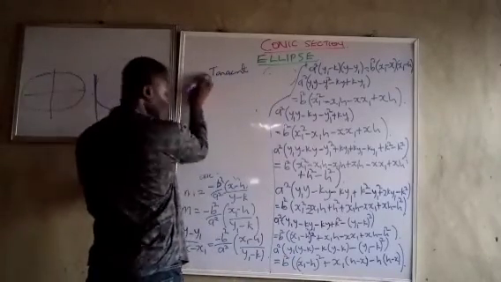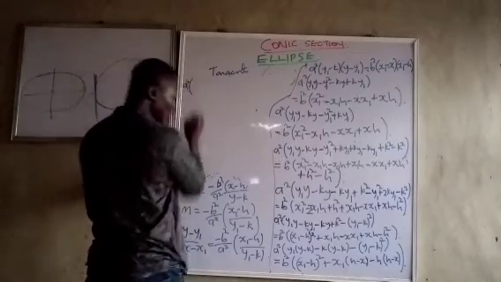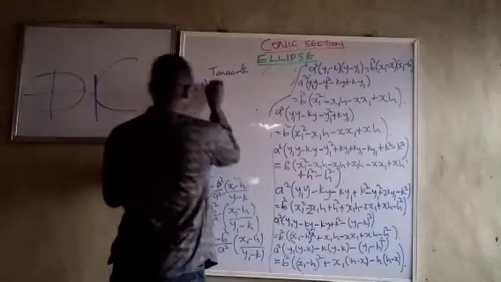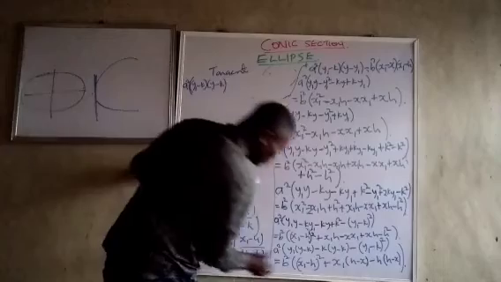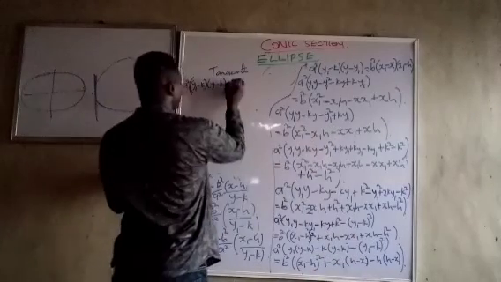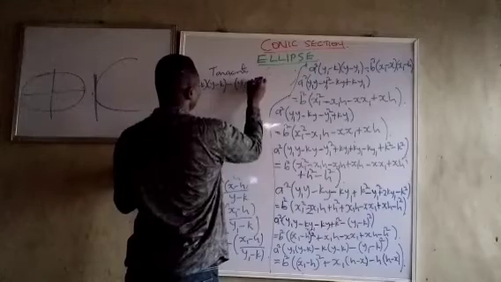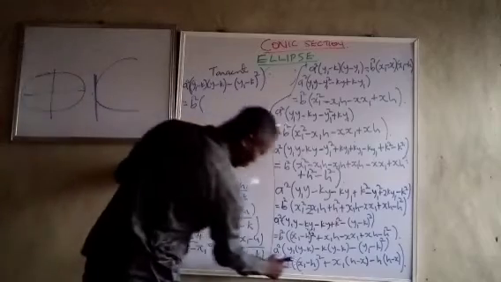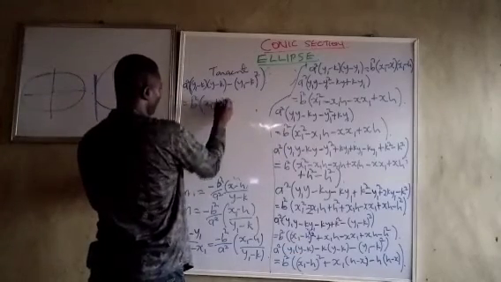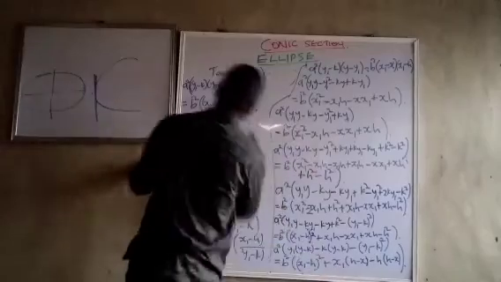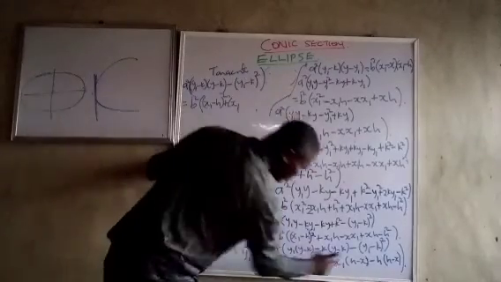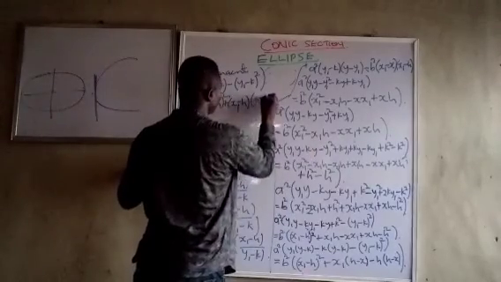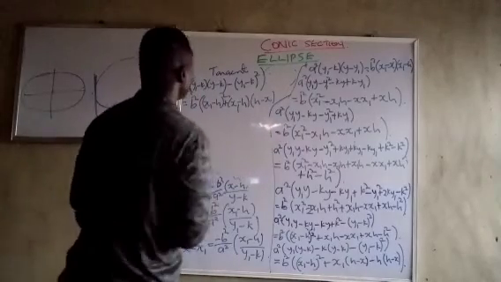We will have a squared into y1 minus k into y minus k, minus y1 minus k all squared, is equal to b squared into x1 minus h squared plus x1 minus h into h minus x. Now, you can see what it's like.